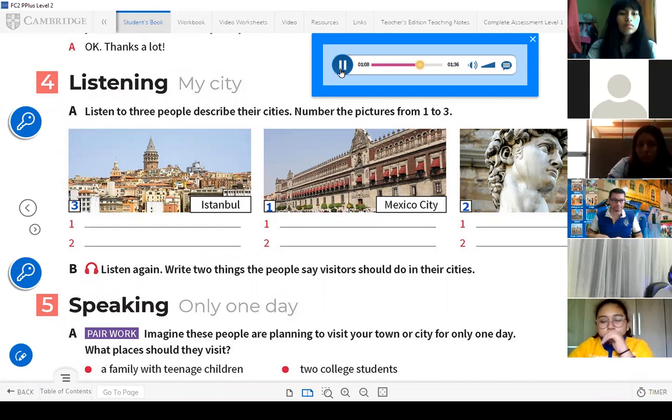3. I live in a great city, Istanbul, Turkey. There's so much to see and do here. One very famous tourist site is the Topkapi Palace. It's beautiful. Tourists should definitely visit the palace. Visitors should also go on a boat trip. You can take a boat from the European side of the city to the Asian side.